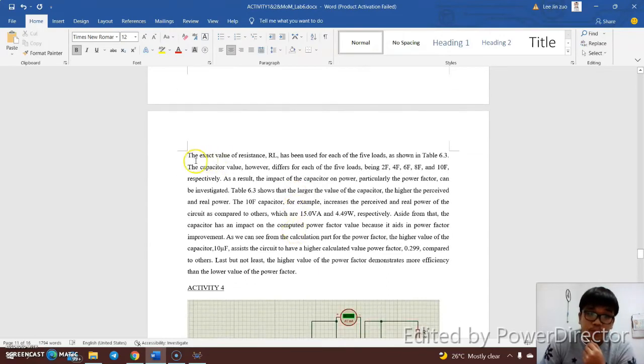So the exact value of resistance RL has been used for each of the 5 loops, as shown in table 6.3, and the capacitor value. However, the difference for each of the 5 loops is 2 microfarad, 6 microfarad. Sorry, that should be a typo. It should be micro.